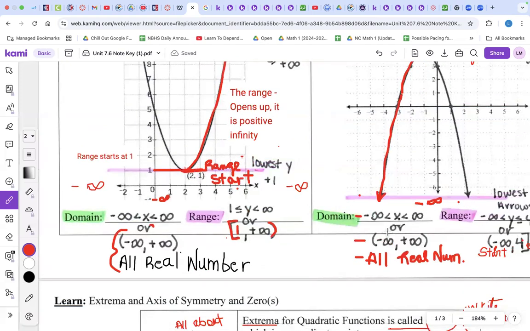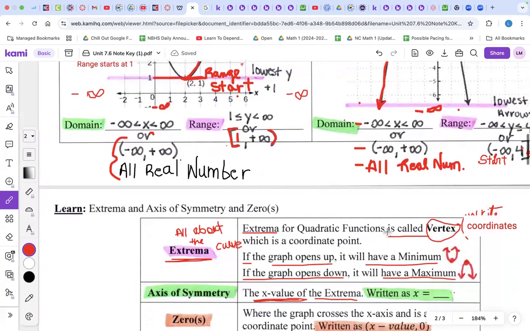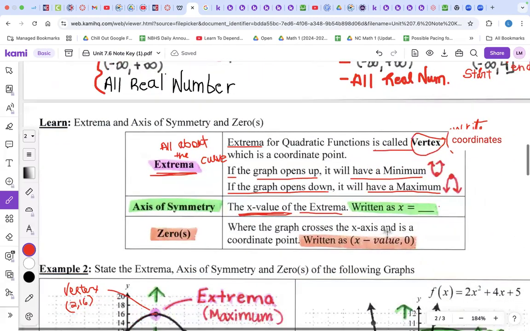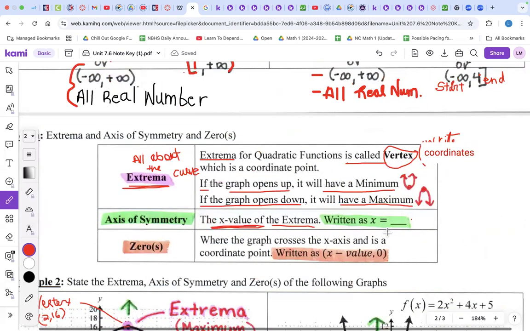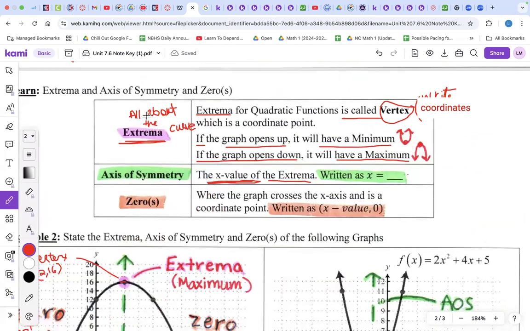All right, now let's go down to, please take time to look this over. If I'm going too fast, we'll slow it down. Now let's look at extrema, axis of symmetry, and zeros. Now here for extrema, it says it's all about the curve. I need you to put that in your notes. All about the curve. Your extrema is called vertex. I need you to underline vertex or circle it.